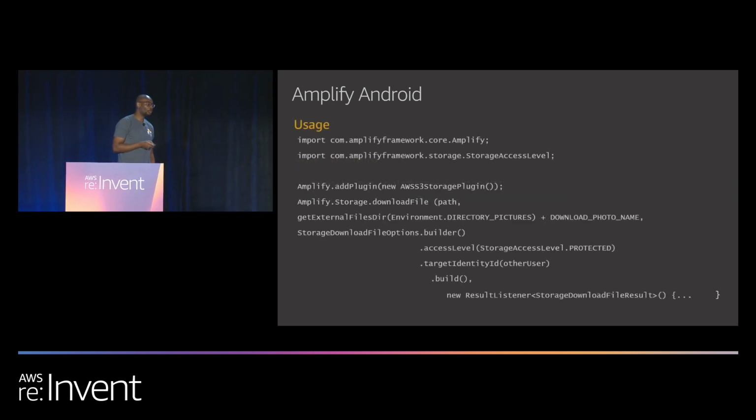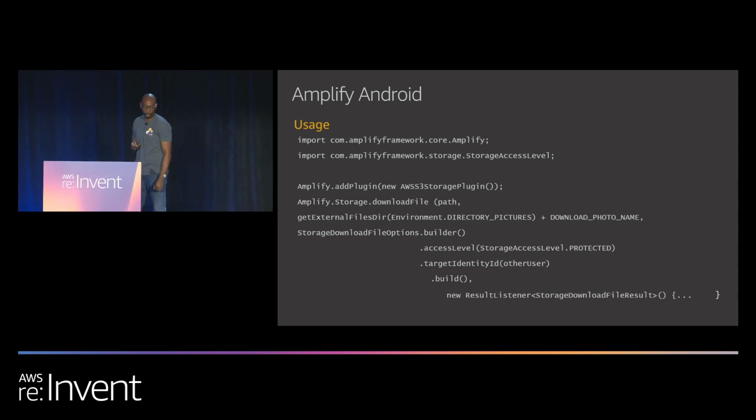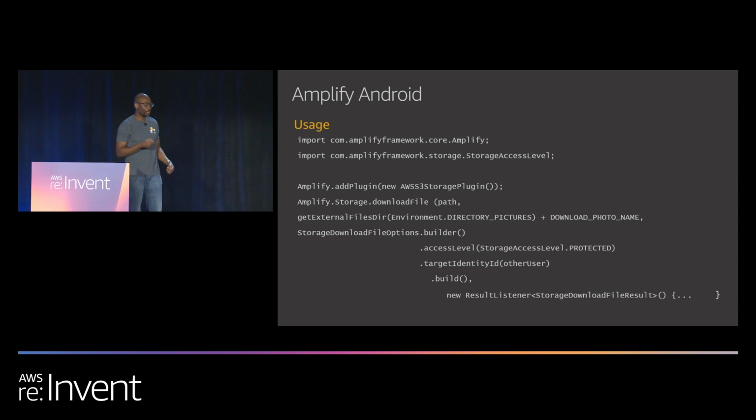So this is how it would look on the Android side. Import Amplify and import some storage functionality. Here we have the storage access level. The storage access level can be used to figure out how we want to protect the data that we're uploading to S3. If you're familiar with Amplify, we provide a protected level and a private level. A protected level means that users of the library can upload data to an S3 bucket, and any other user can read that data. They don't have access to delete or change the data.